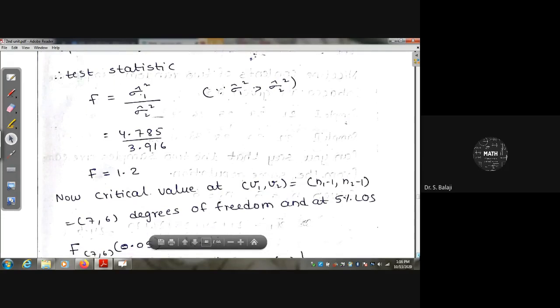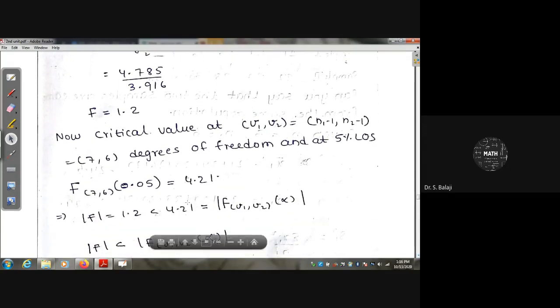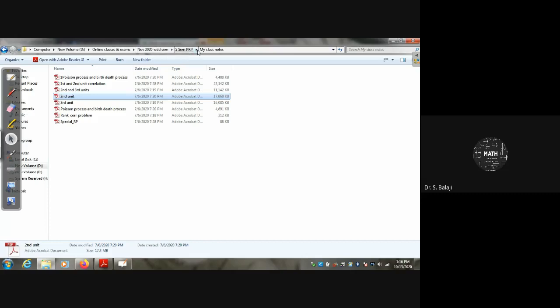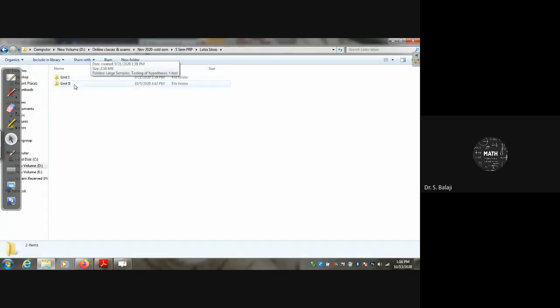Now you have to get the table value, the critical value. V1 is the numerator degrees of freedom, 8 minus 1, 7. V2 is the denominator degrees of freedom, that is N2 minus 1, 7 minus 1, 6. For 7,6 degrees of freedom at 5% level of significance, we have the critical value from the table, 4.21.